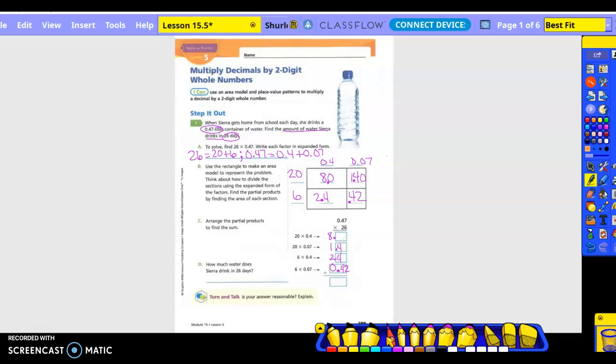Okay, and then add it up. So these should all have zeros back here to hold a spot, right, guys? So 2, 12, carry the 1. What is 1 plus 8 plus 1 plus 2? 12, right? Okay, so how much water does Sierra drink in 26 days? 12 and 2,200 liters.